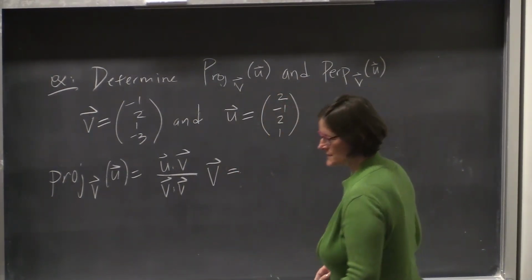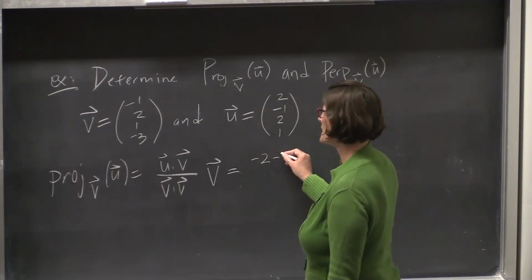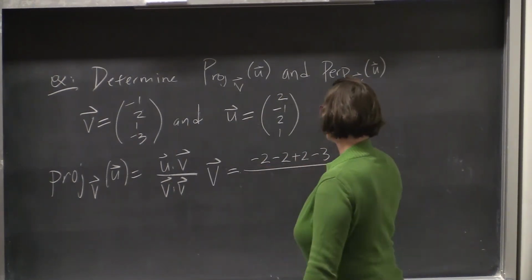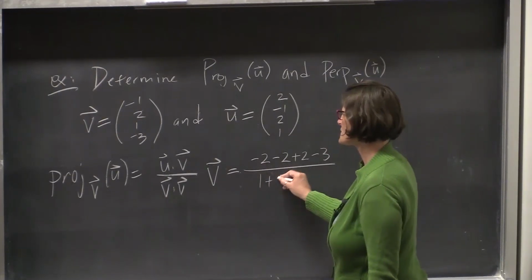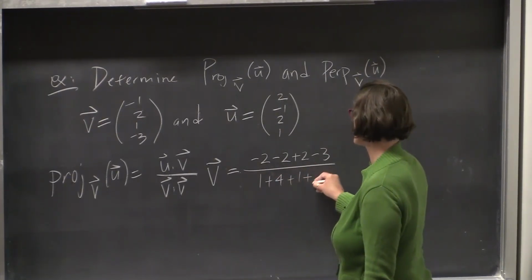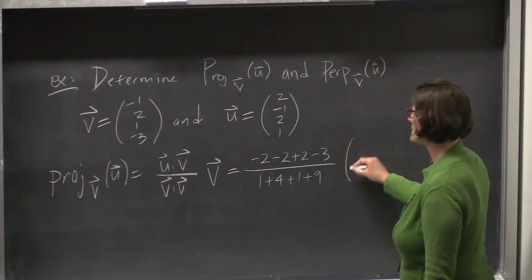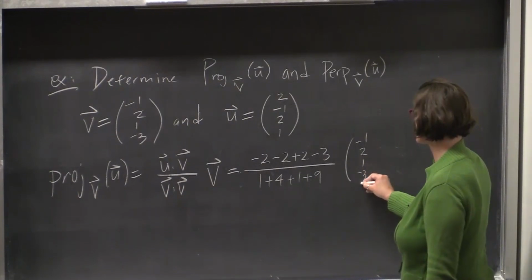So that is minus 2, plus 2, minus 3, divided by 1 plus 4 plus 1 plus 9, times the vector minus 1, 2, 1, minus 3.